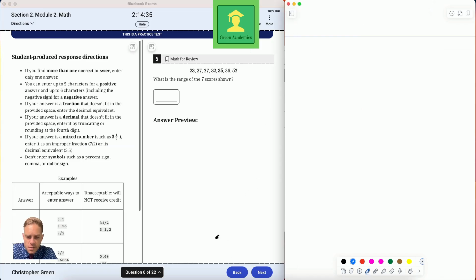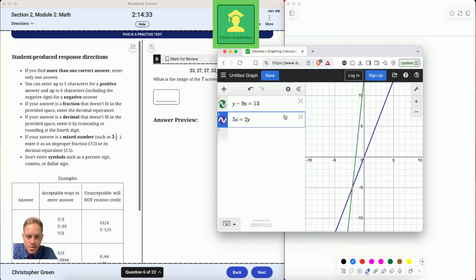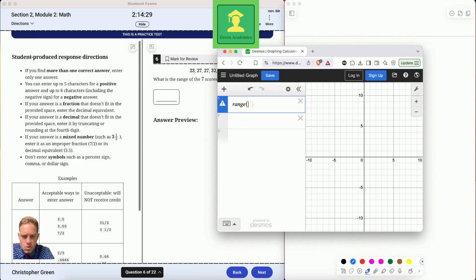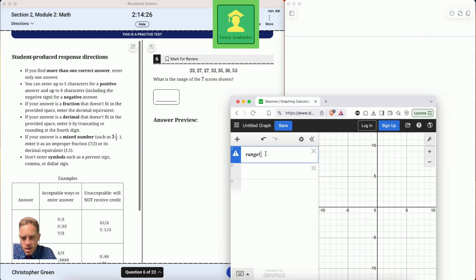What is the range of the 7 scores shown? Again, you can easily do this on Desmos. In fact, you can type in the word range. Now, it would be helpful, of course, to understand how to do it by hand and conceptually. Well, actually, now that I think about it, in this case, they're in order, so you could almost just look at it and say it.